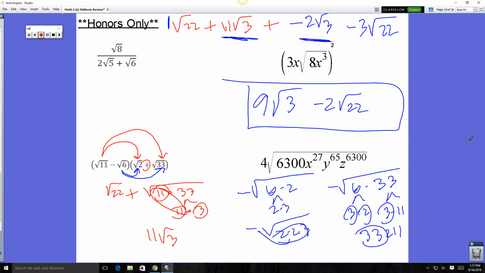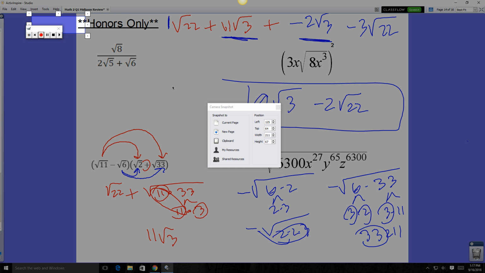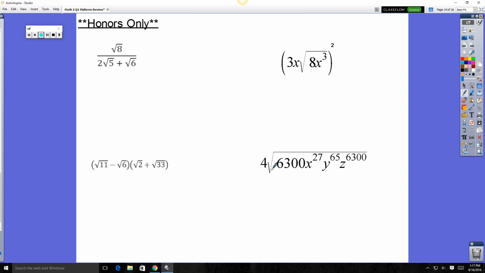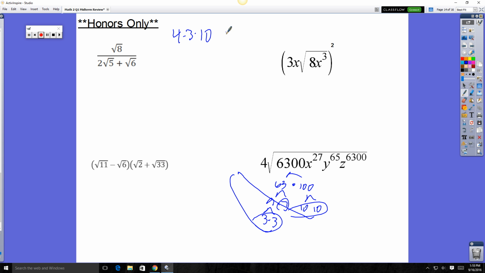Last one. Oh, I'm not sure what I did there. Last one. 6,300. Okay, that's got a lot of squares in it. I'm going to do 63 times 100. And that is a 10 and a 10. That's a perfect square. Square root of 100 is 10. 63 is 9 times 7. And 7's done. 9 is a square. 3 times 3. So I'm taking a 3 out, and I'm taking a 10 out. So I've got a 4, a 3, a 10.